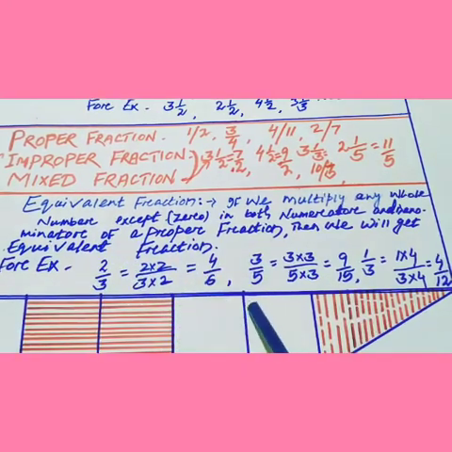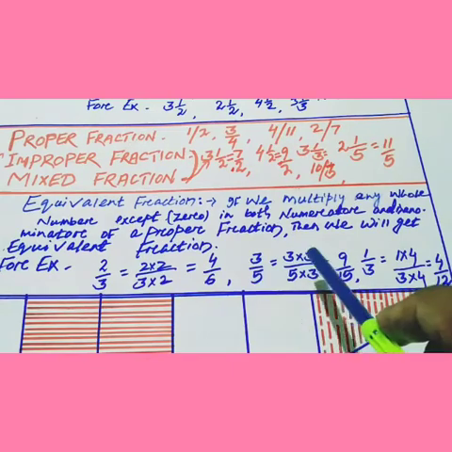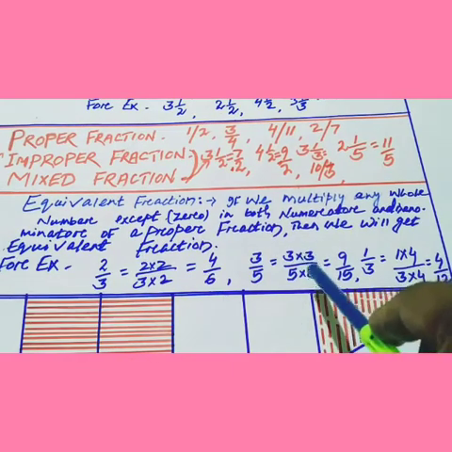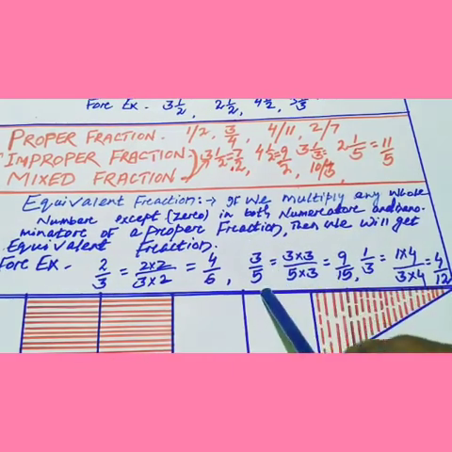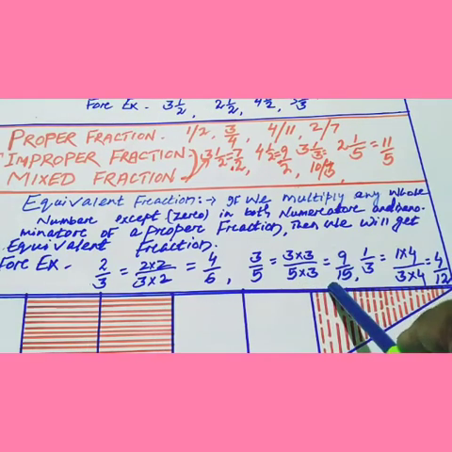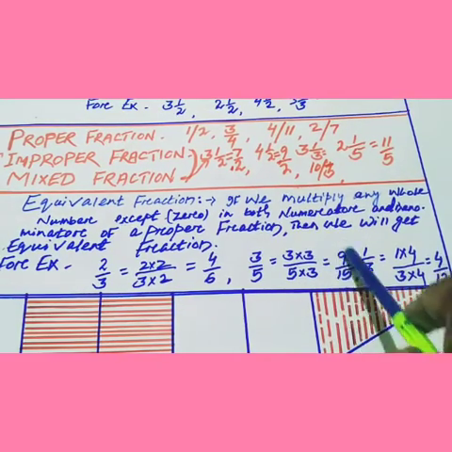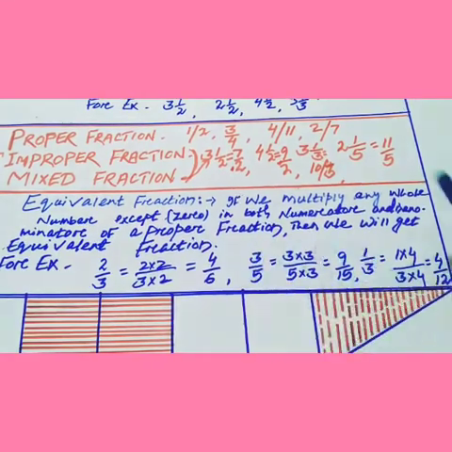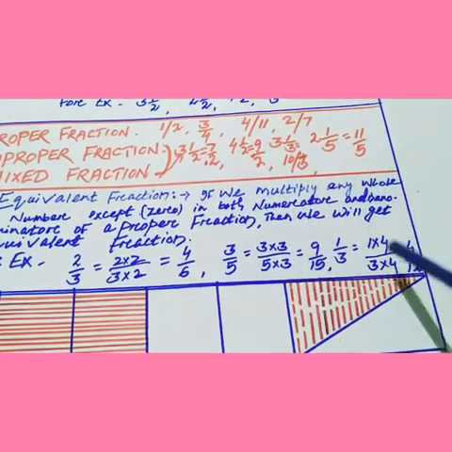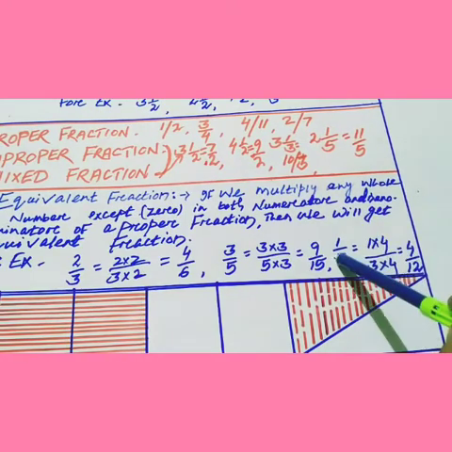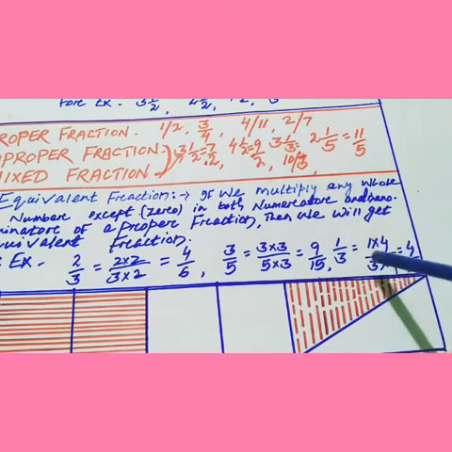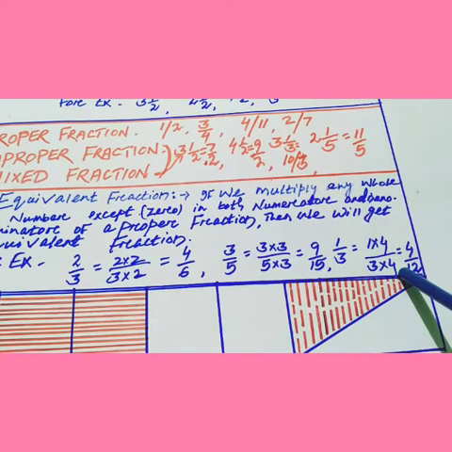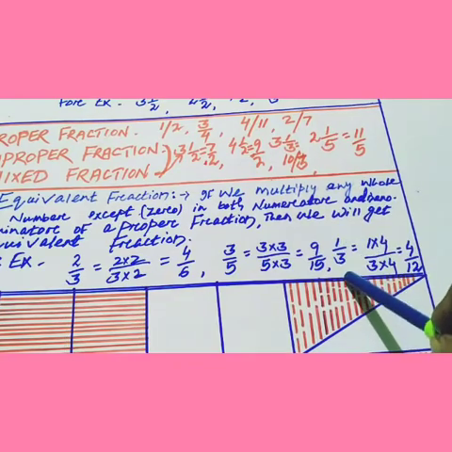Similarly, 3 by 5, in case we multiply 3 in both numerator and denominator, the new function is 9 by 15. So 9 by 15 is the equivalent function of 3 by 5. Similarly, 1 by 3, here the numerator is multiplied with 4 and also the denominator 3 is multiplied with 4. So the new function is 4 by 12. This is the equivalent function of 1 by 3.